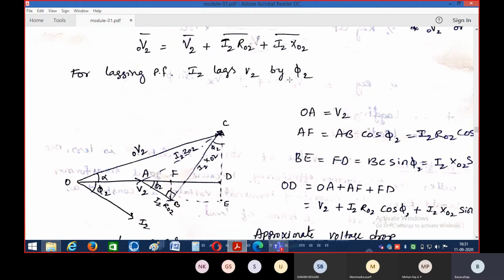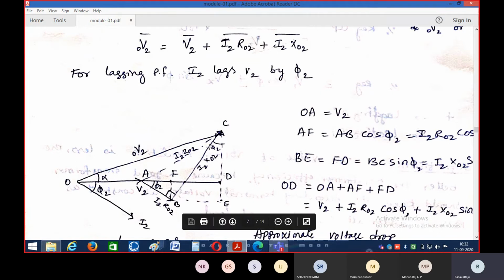Yes. Next, I2 X02. Always the voltage drop due to the reactance has 90 degrees with respect to the voltage drop across the resistance. So from this voltage drop across the resistance, if you draw a vector at 90 degrees, then this vector represents the voltage drop due to the inductive reactance I2 X02. So if you add I2 R02 and I2 X02, then we will get I2 Z02. This is the vector OA which represents V2 and this dotted line which represents I2 Z02.